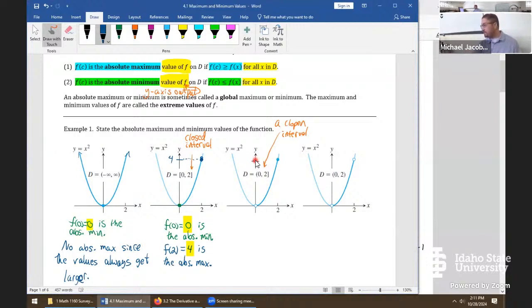So let's put this on the graph. Here's a 4, and we can say f of 2 equals 4 is the absolute max.